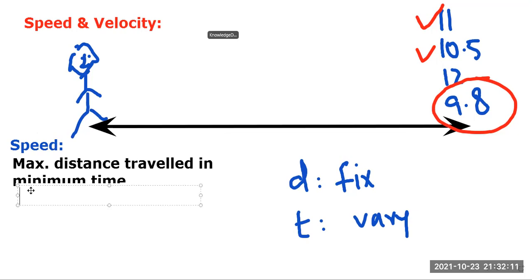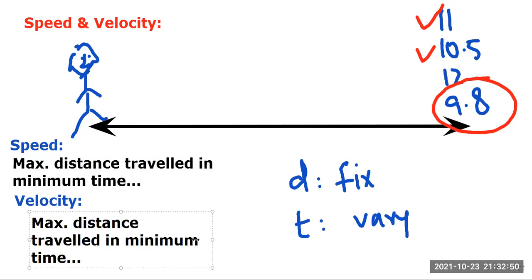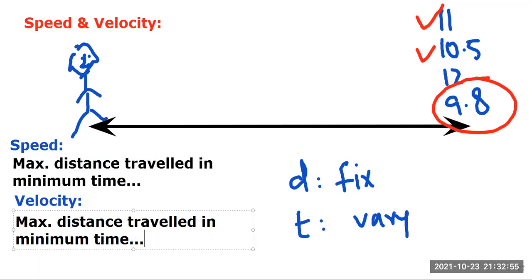So what would be the displacement? Oh, sorry, velocity. It's maximum distance traveled in minimum time in a certain direction. Yes, you are right. So let's make a change. In a specific direction is called velocity.